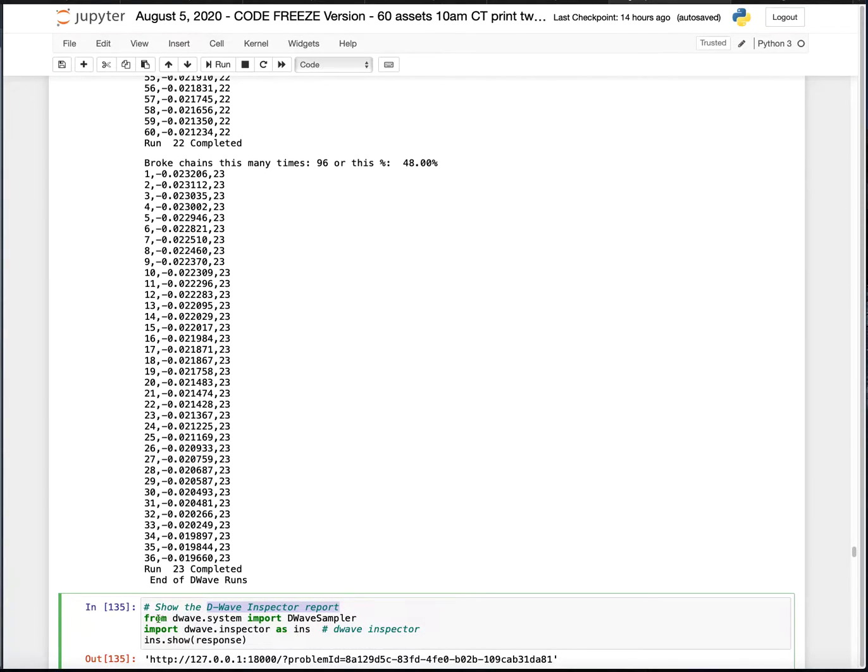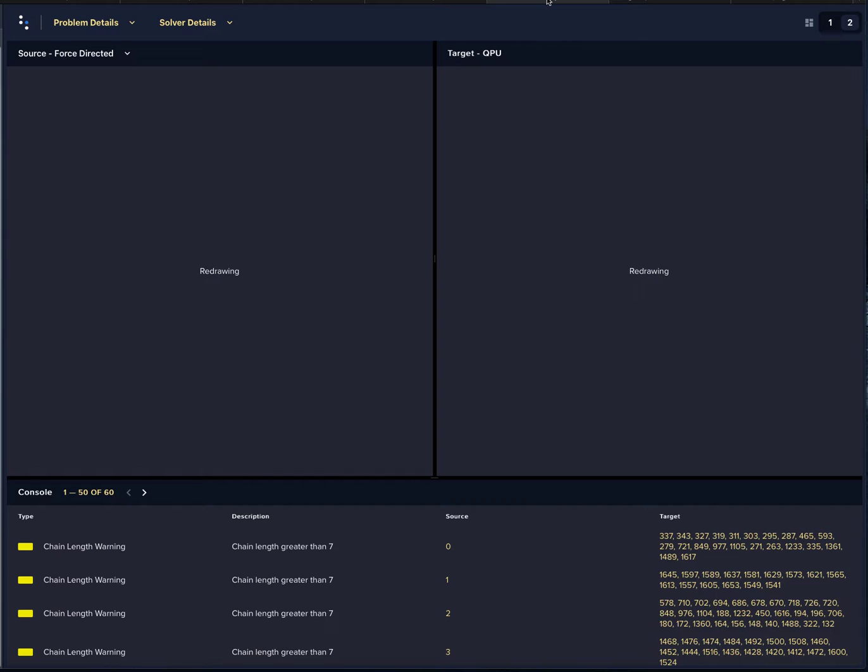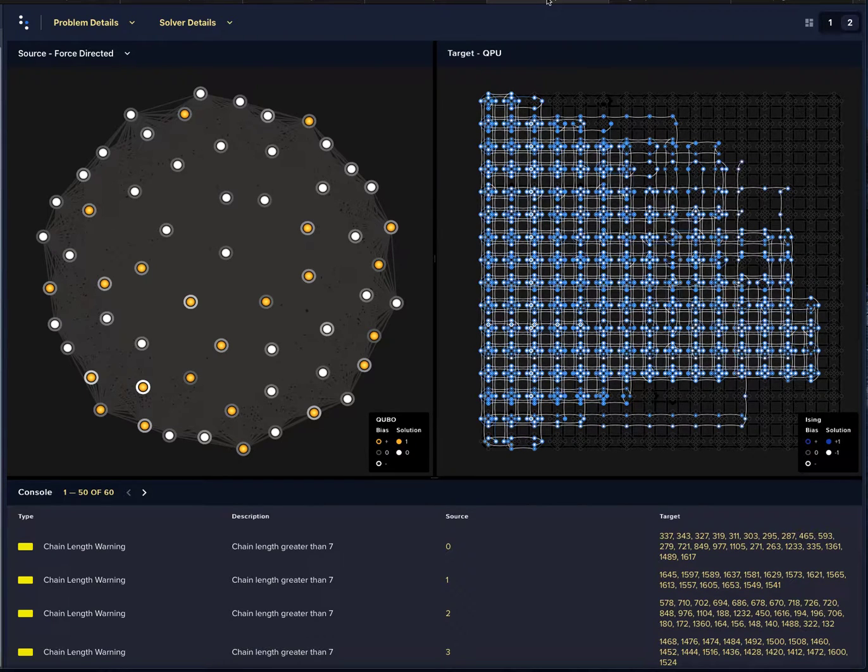In order to get the report, you've already imported your D-Wave sampler. Then you import the D-Wave Inspector. I like to import it as INS for inspector, and then you just do INS.show(response). D-Wave gives you the data back in the response, and then here's your HTTP link, which gives you a place where you can get at the report. Now we're going to go into a couple of different reports. These are inspector reports.